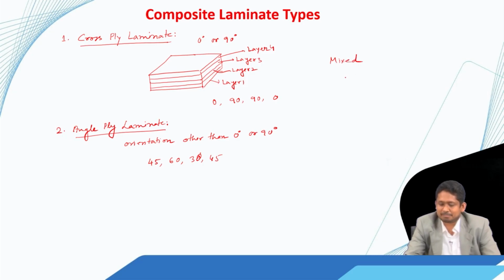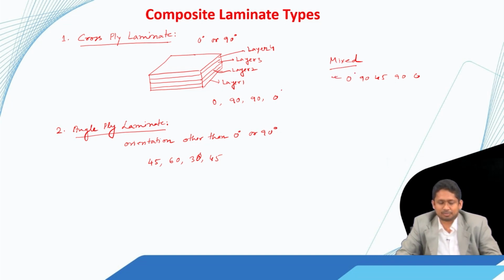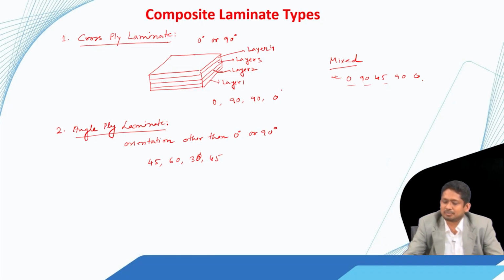So, mixed can have both cross ply and angle ply. So, for example, something like 0, 90, 45, 90, 0, that is an example of a mixed laminate, where we have both cross ply and angle ply mixed. So, that is a mixed with consideration to the fiber orientation.